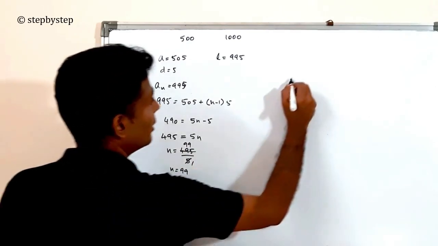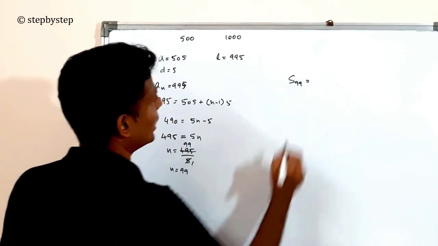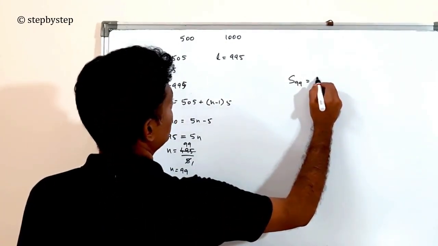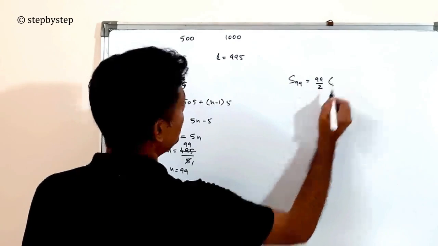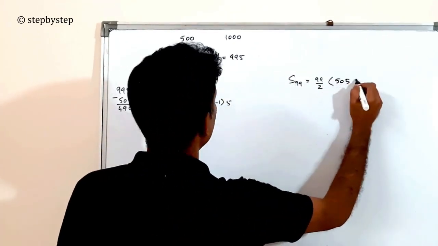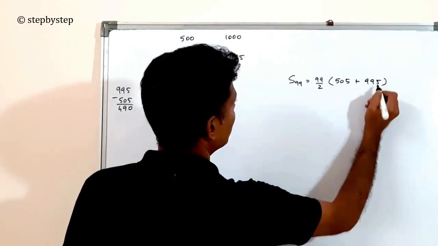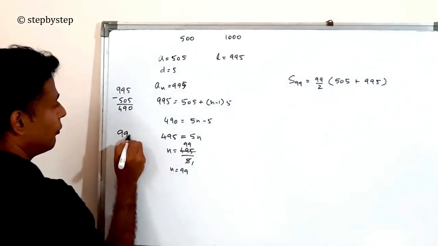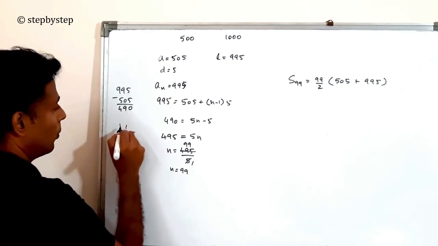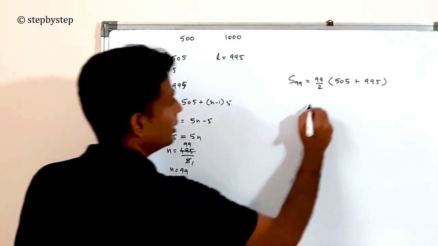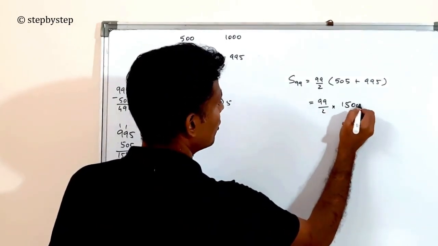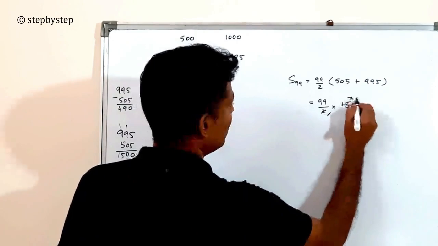So S of n, that is S of 99 equal to n by 2, that is 99 by 2 into, I know the first and last term, so I'll use that, 505 plus 995. So I'll do 995 plus 505, that is 1500. So I get 99 by 2 into 1500, so 750.